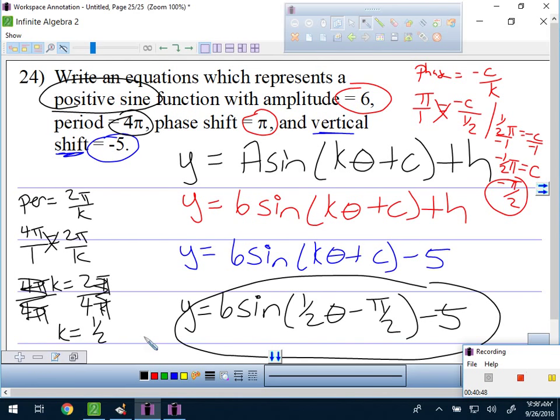All right, that takes care of test 4. The last one, the home stretch, the last test, test 5.